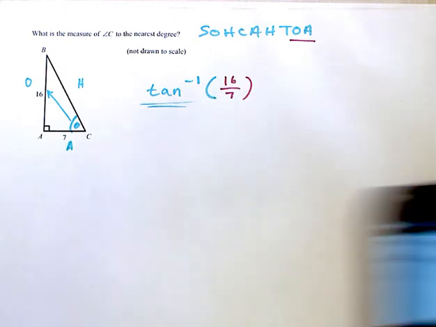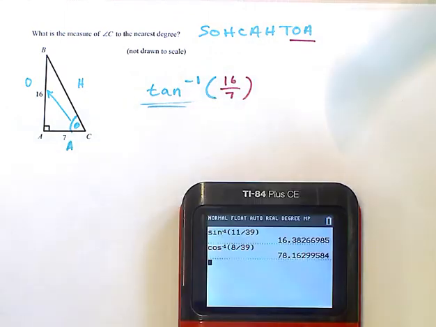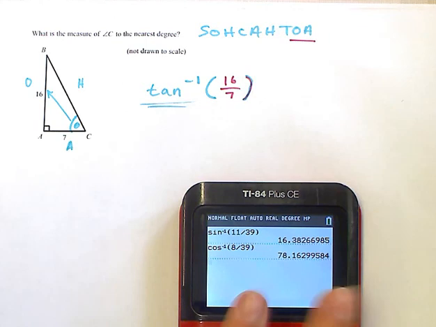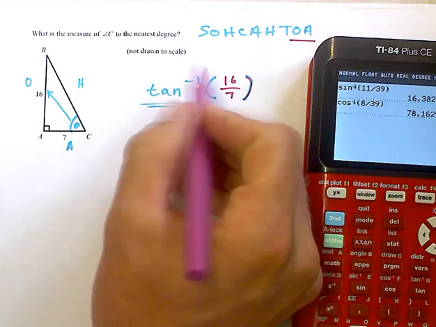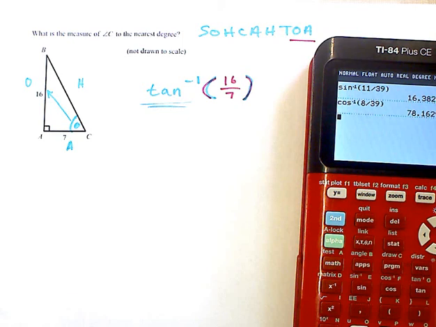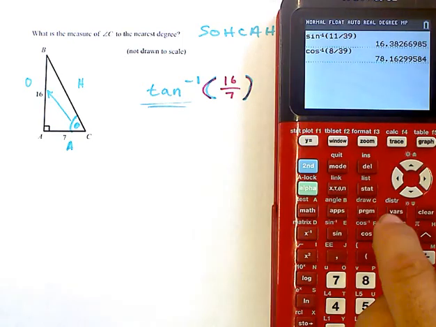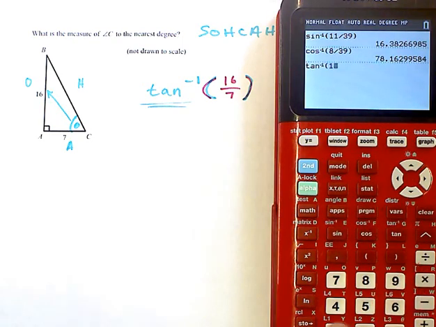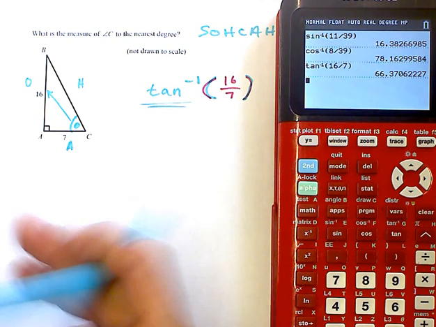Oh, that's weird. Just make it look nice. Actually, let's change this to here, 16 over 7, and make our second tan negative 1, 16 divided by 7, and give us a result here of 66.37.